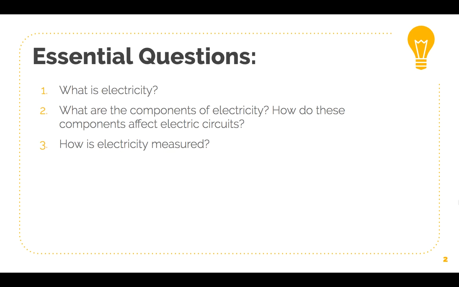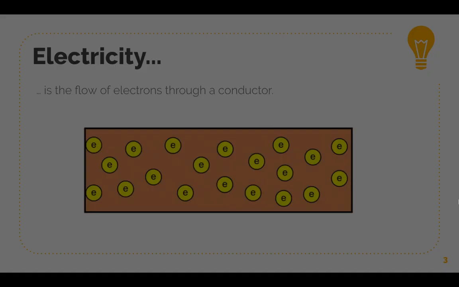One, what is electricity? How do we define electricity? We all know electricity is all around us. We use it every day, but let's put a definition to it. Number two, what are the components of electricity? How do these components affect electric circuits? And lastly, number three, how is electricity measured?